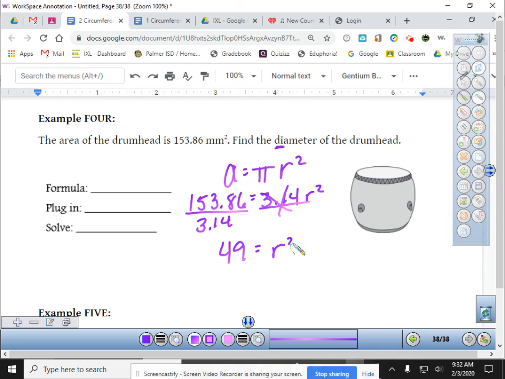49 equals r squared, and then you find the square root, which is 7. What is the diameter? 14. Got it? Yeah.